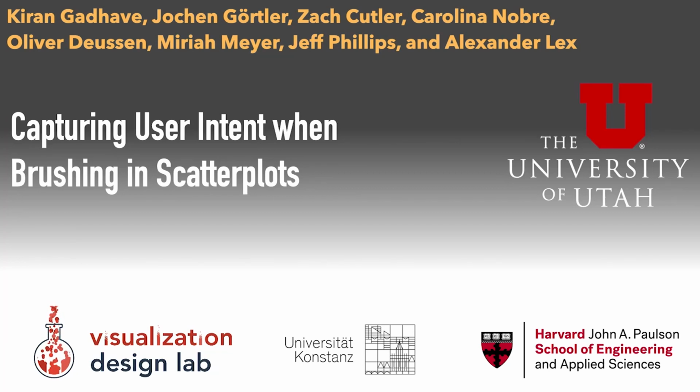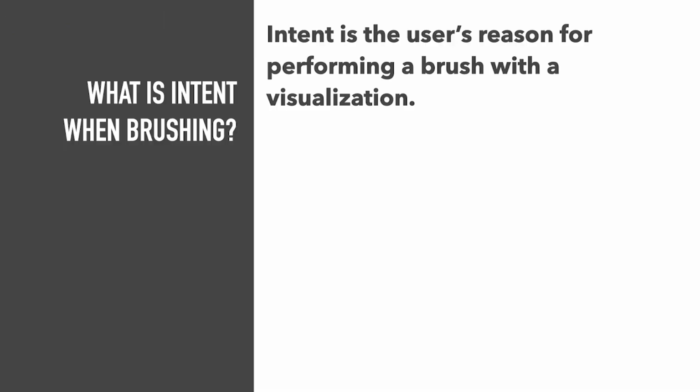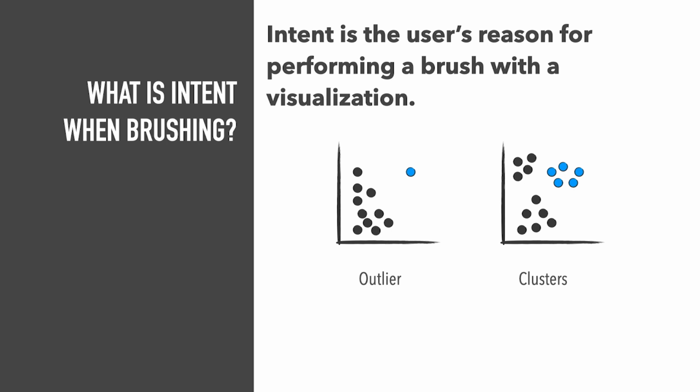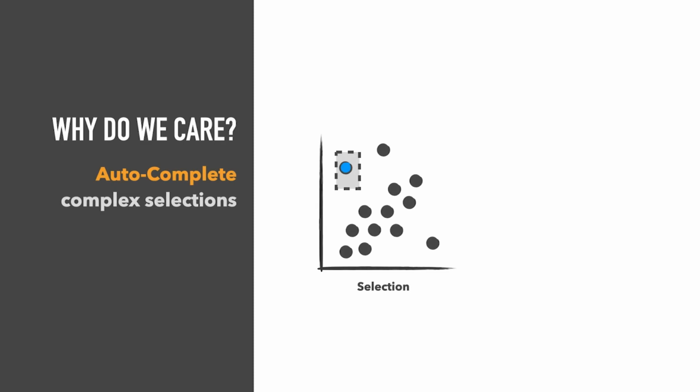When brushing or selecting items in a visualization, analysts often select patterns that seem interesting. For example, a user may be looking for outliers or clusters. The goal of this project is to infer the intent behind these selections. Why do we care about predicting intents?